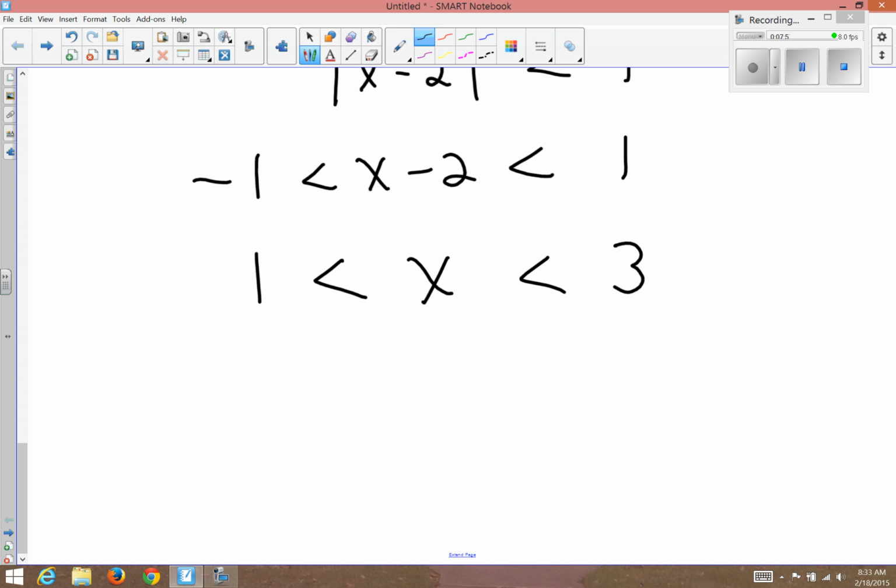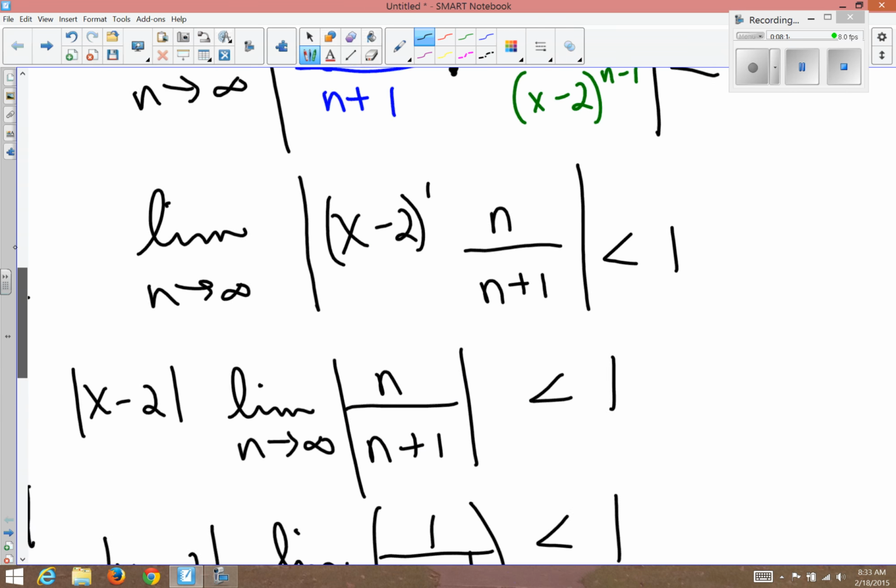And now we actually have to test the endpoints, the 1 and the 3. When x is this endpoint, this is what the series looks like. Sigma. I'm just going to replace every x with 1 in the original series way up here.